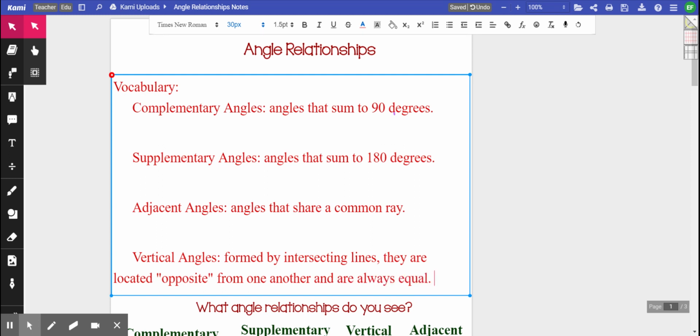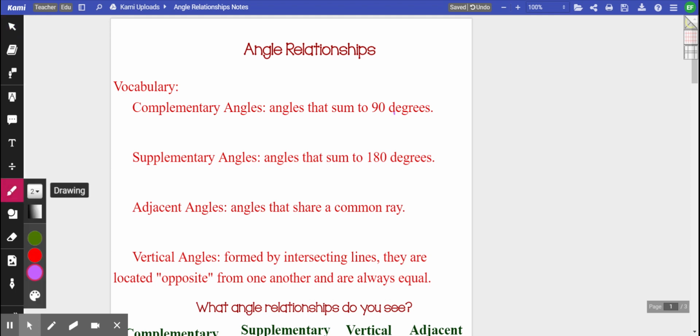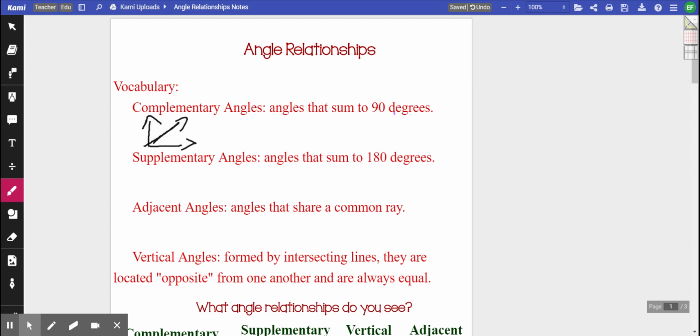Let's look at a diagram for some of these now, just so we get an idea of what we're looking at. So if we're talking about complementary angles, we said complementary angles have to be angles that sum up to 90 degrees. So we can take a look at, say, a right angle, and then we see that it's split into multiple parts. We know that it's a right angle because we can see that little box in the corner. So those two angles right there would be considered complementary.